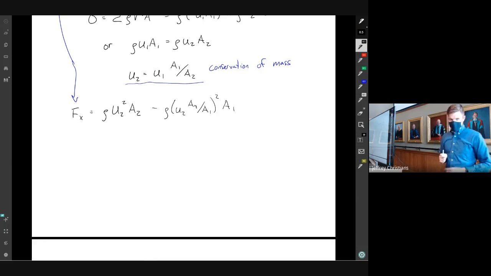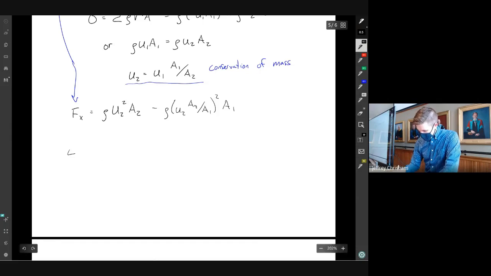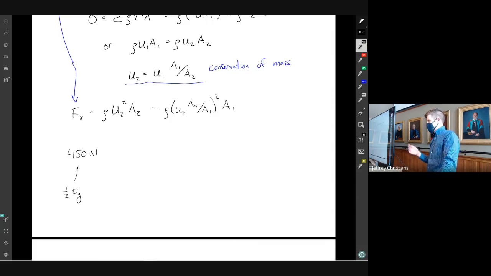I think that's correct. Okay, so now we want to plug in and find what our final velocity is. So we would want to say, right, 450 newtons. This is 1/2 force of gravity. So that's what our net force in the x direction has to be to keep us up, 450 newtons.